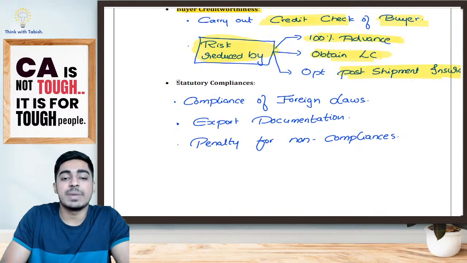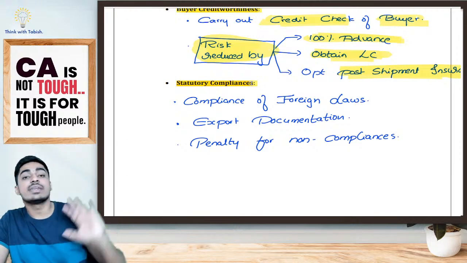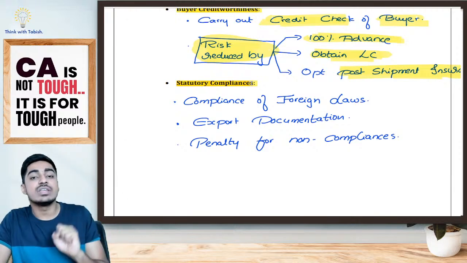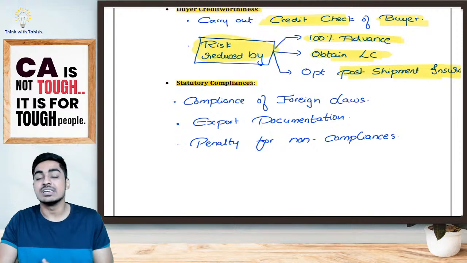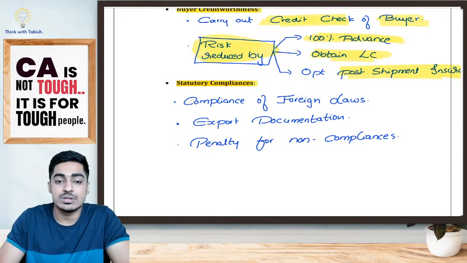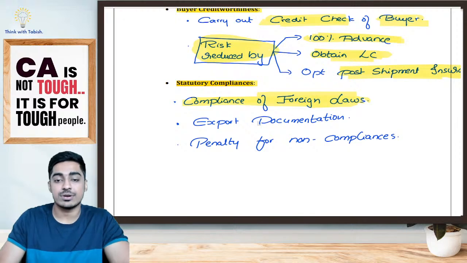Fourthly, we need to comply with the statutory compliances. We are selling it to another country. What are all the laws and regulations there? Have we fulfilled all those laws and regulations? If not, what will be the implications? What will be the penalty? All those things have to be considered before we accept the special price order. We need to comply with the foreign laws. We need to see if we have complied or not.